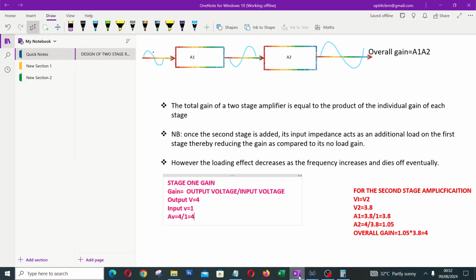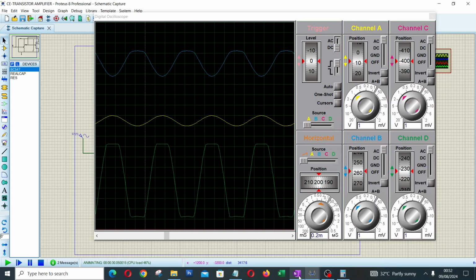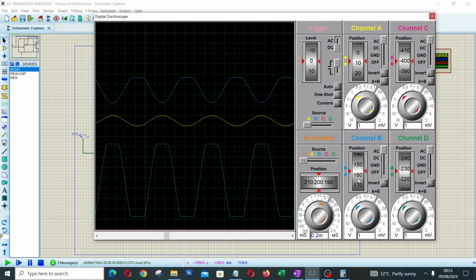That's the input to the first stage. Then the output of the first stage amplifier, let's try to measure it. Standing on how many boxes? 1, 2, 3. That's 3.